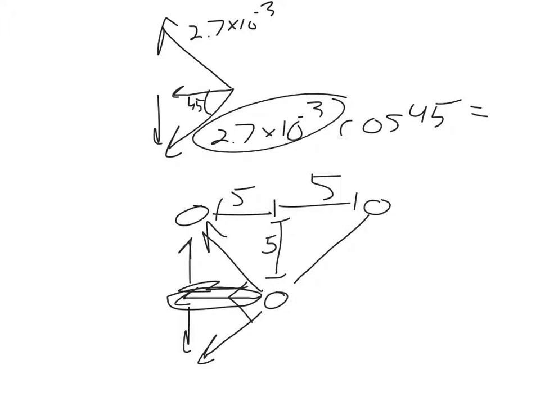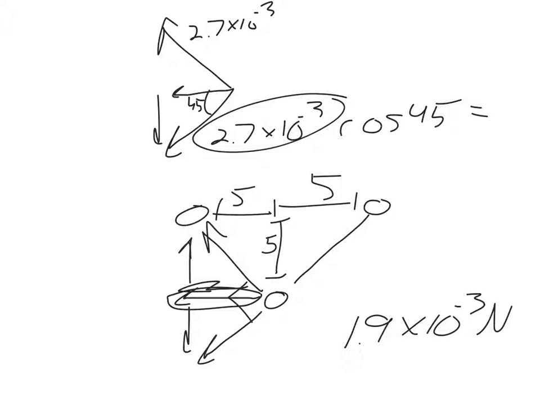So, calculator up, 2.7 times 10 caret minus 3 times the cosine of 45. All right, and I'm getting this number, 1.9 times 10 to the minus 3 newtons.